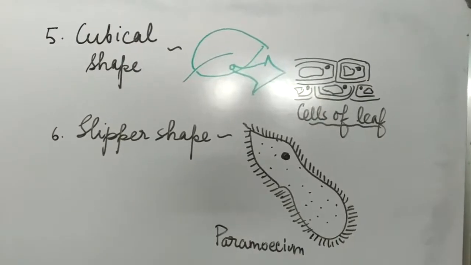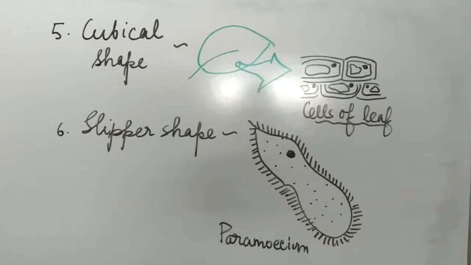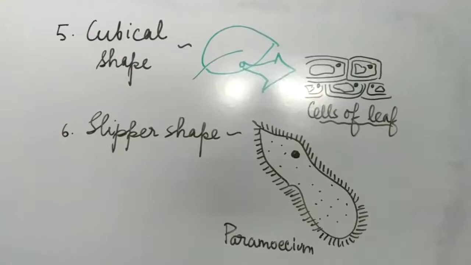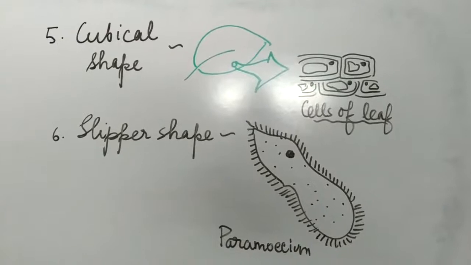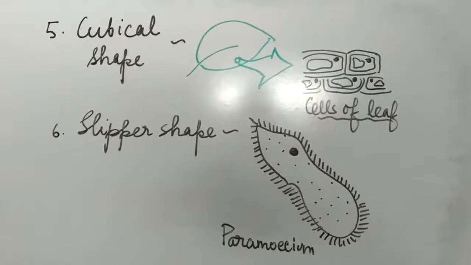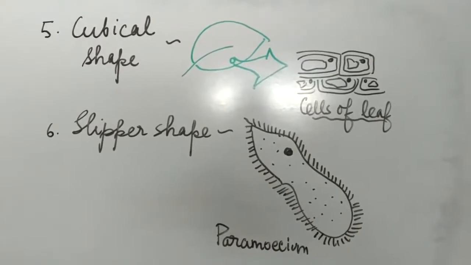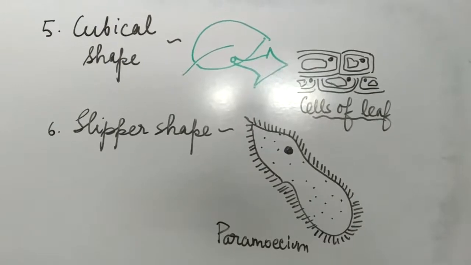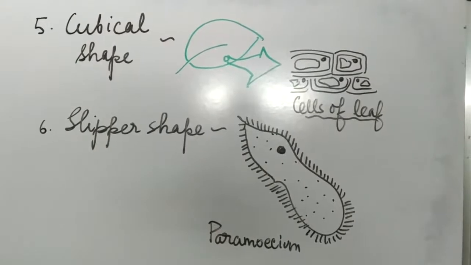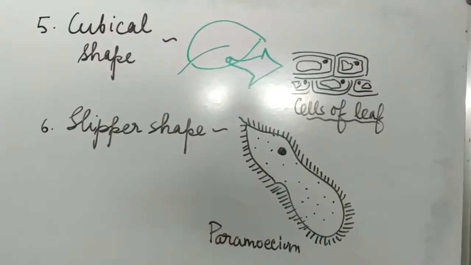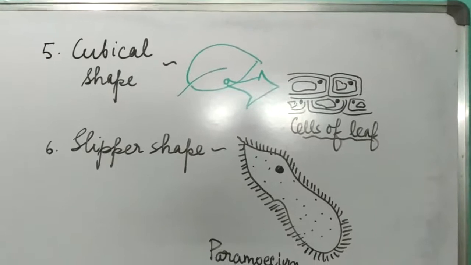Now cells may be of cubical shape also, like I have already drawn on the board. If we take a scraping of leaf cells, we will see that it has a cubical shape. I have drawn it on the right hand side. I hope you all can see it. Okay. So cells of a leaf have a cubical shape. And below you see, I have drawn a picture of a slipper shaped cell. It is of Paramoecium. Now Paramoecium has a slipper-like shape. So many varied shapes of cells can be seen.